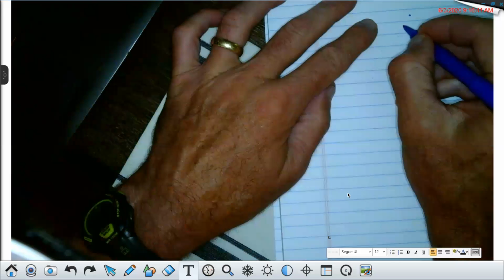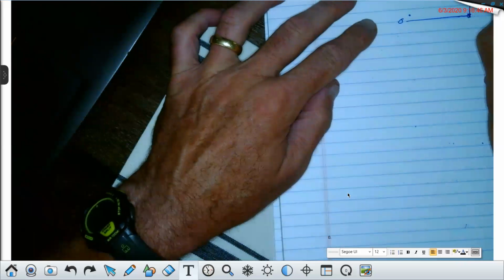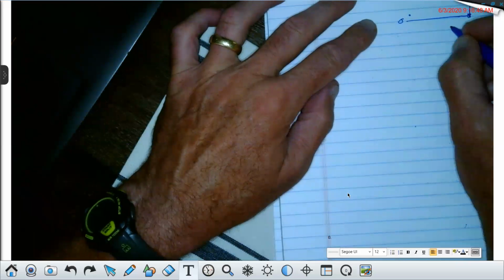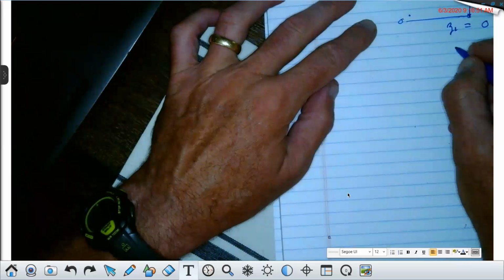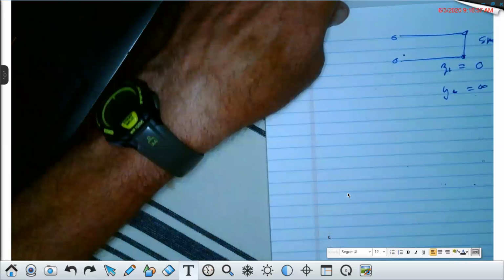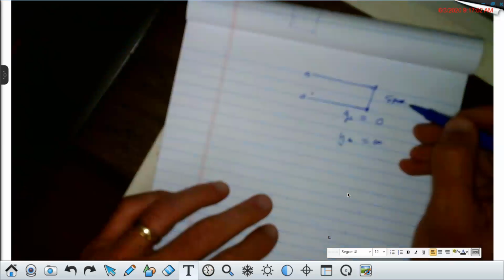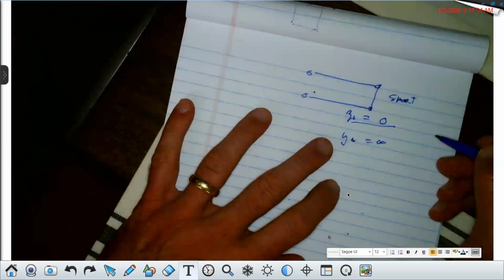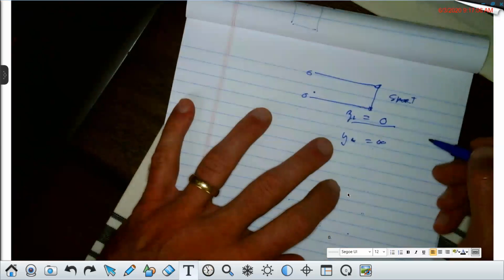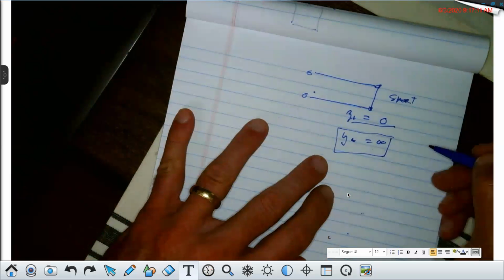If I go ahead and put a short circuit here, it's a short. I know my normalized input impedance is 0. I know my normalized input admittance is infinity, right? What I'm really saying is that if I have a short circuit, I know the normalized impedance would be 0, correct? And the normalized admittance would be infinity, right? Everybody with me on that?